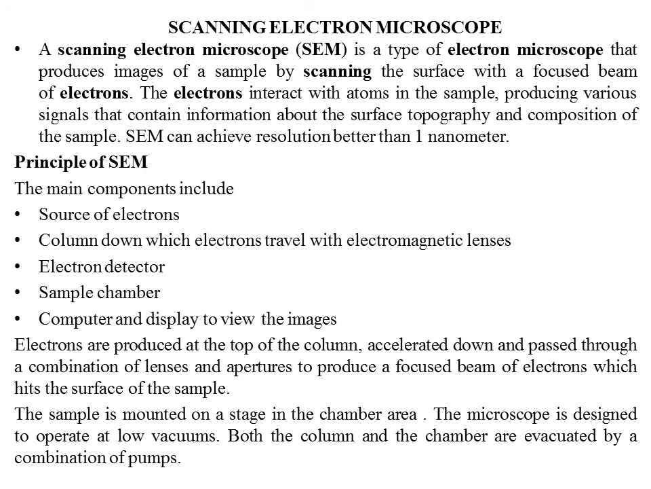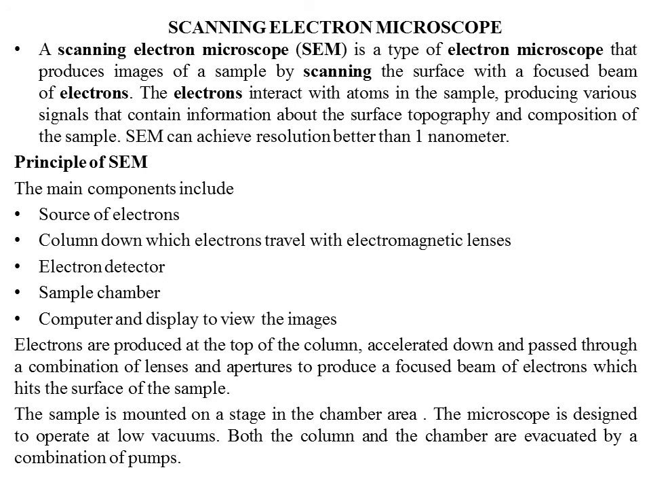So how are the electrons produced, or where are they produced? The electrons are produced at the top of the column, accelerated down and passed through a combination of lenses and apertures. In the next slide we'll see the figure of this scanning electron microscope. So the electrons are produced at the top of the column. A vertical column will be there. The electrons are at the top and they will travel down. When they are traveling down, they will pass through a combination of lenses and apertures, so that they will produce that focused beam of electrons to hit the surface of the sample.